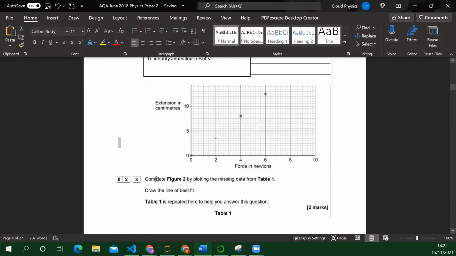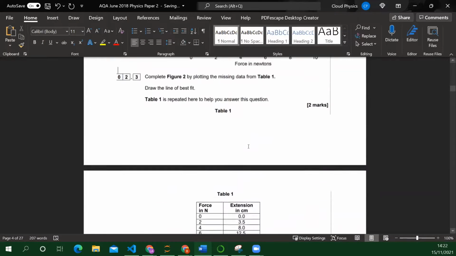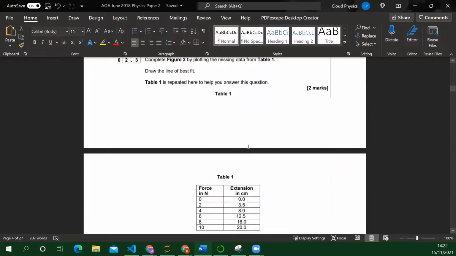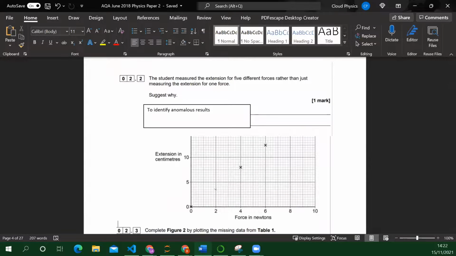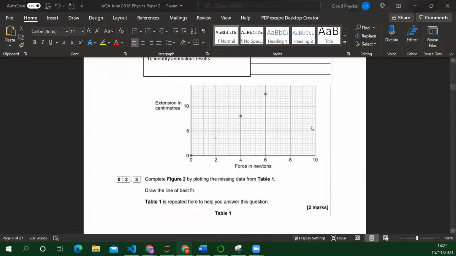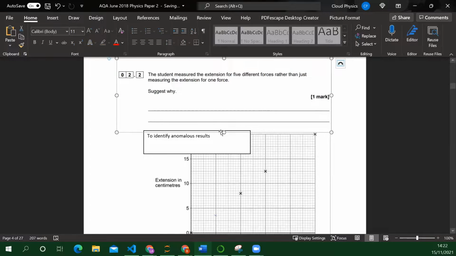Okay, so what's the missing data? So we've got 2, 4, 6, and 8 was 16. So it'll be up there somewhere. Let me just try and move that up a bit. Sorry about this.